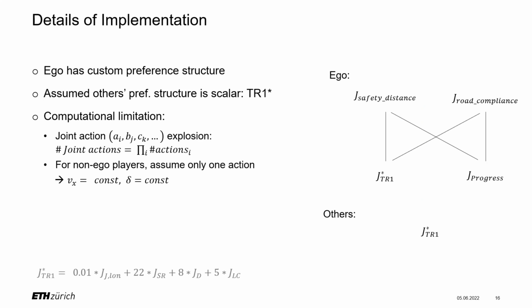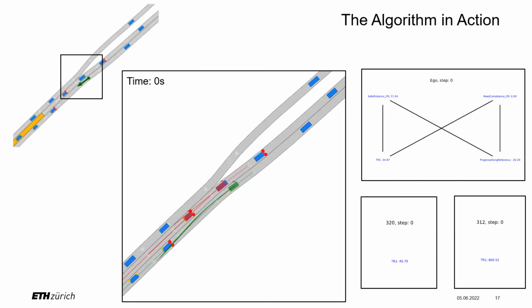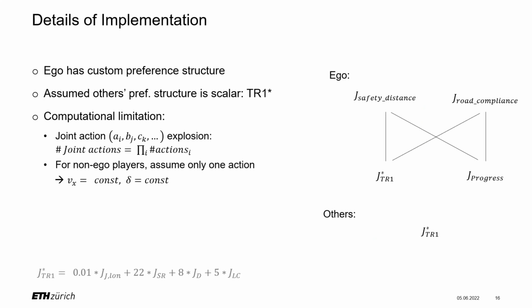Cool. Maybe just one follow-up question. Here you said you use this constant velocity and constant acceleration. So let's say if we have a more realistic model that predicts the behavior, how different will the algorithm behave? Basically, what's the impact of the prediction on your algorithm?